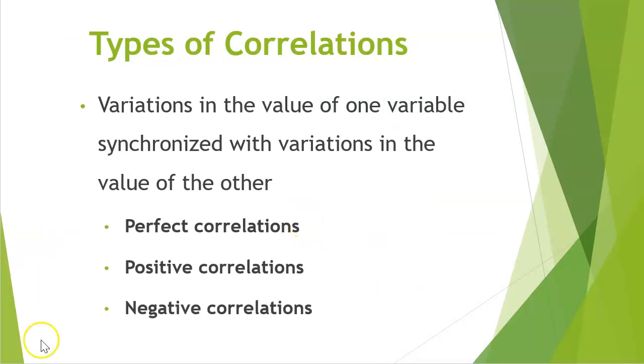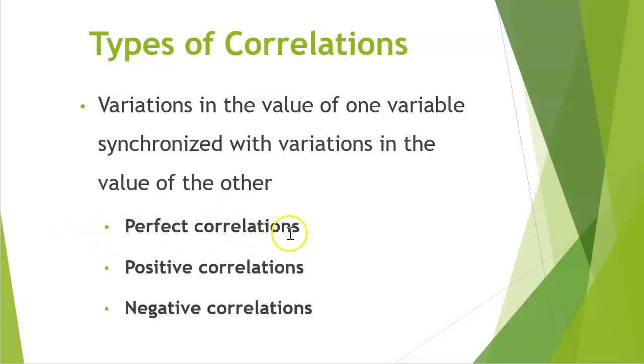So there are different types of correlation. And so we categorize them as, say, a perfect correlation, a positive correlation, or a negative correlation. And this is really just looking at that relationship between the two variables.